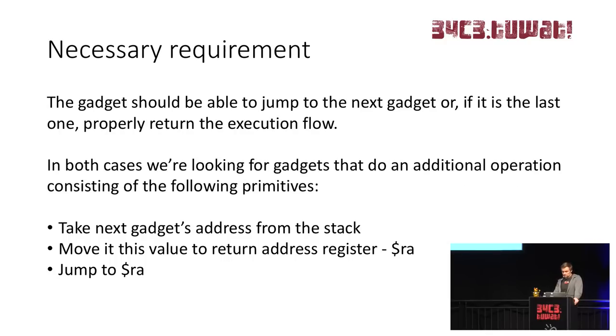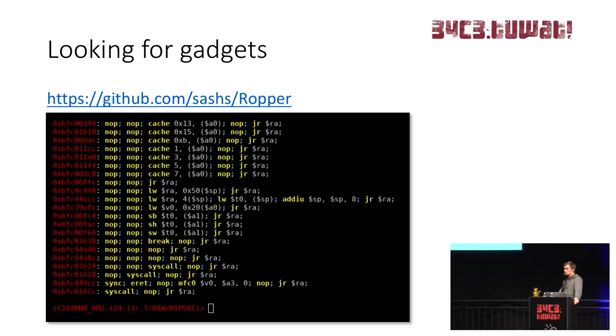So we actually want to find gadgets that also load data from the stack to the return register so we can jump to the next gadget. You don't have to look for these gadgets manually in IDA. There are a lot of different tools for building ROP chains. One of those tools is ROPgadget. You can find it on GitHub. It's a really handy tool. You just search for the necessary instructions to build the necessary ROP chain.